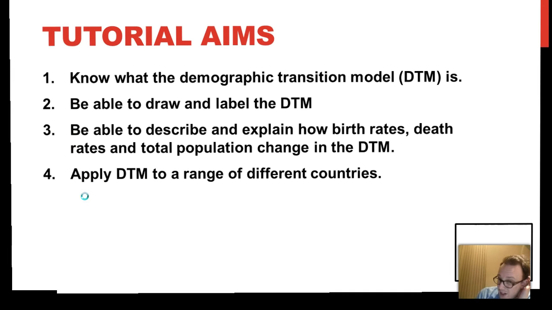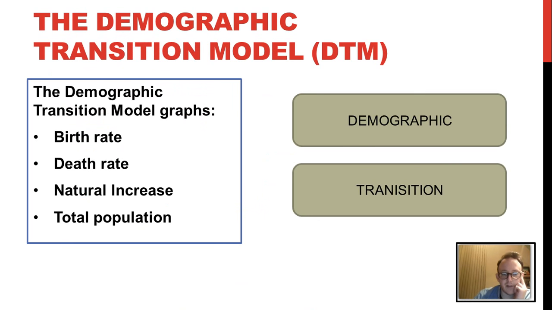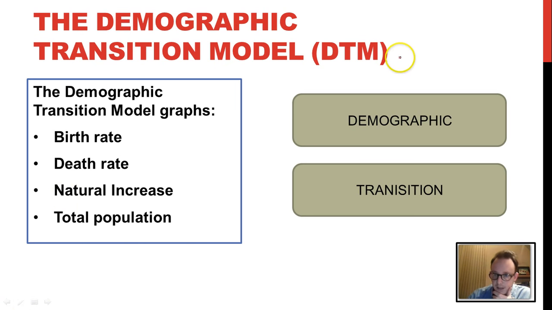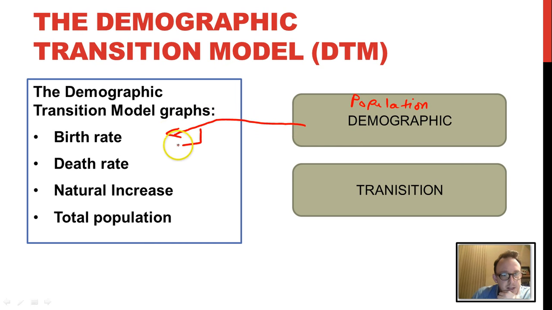Now, before we get started, it's best to work out what this demographic transition model actually means and stands for. So, two big words in there: demographic and transition. Demographic simply refers to the population and the characteristics of a population. So, in terms of the characteristics of a population, we're thinking about birth rates, the death rates, the increase in that population, or the natural increase in that population, and how the total population changes. Transition is just that, it's change. So quite simply, the demographic transition model is a model that shows how population changes over time.